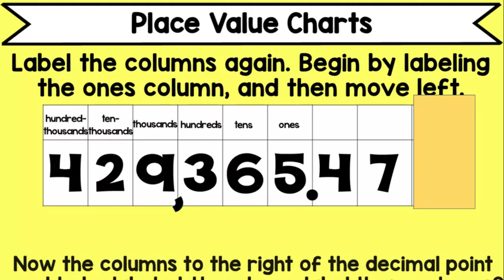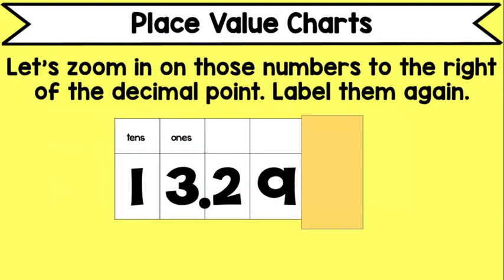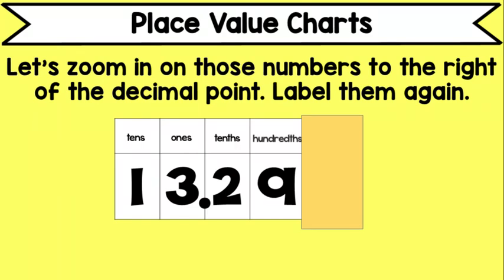Now the columns to the right of the decimal point need to be labeled. How do we label these columns? Do you guys remember? We've got tenths, has to have the TH, and hundredths. Now this is going to the thousandths, but we don't need to know that in 4th grade. So let's zoom in on those numbers to the right of the decimal point, and let's label them again. So we've got the decimal point, we've got the ones and the tens. Now we've got the tenths and the hundredths.